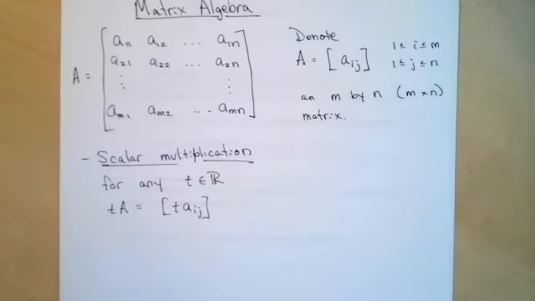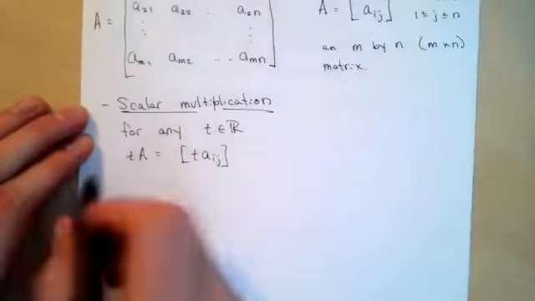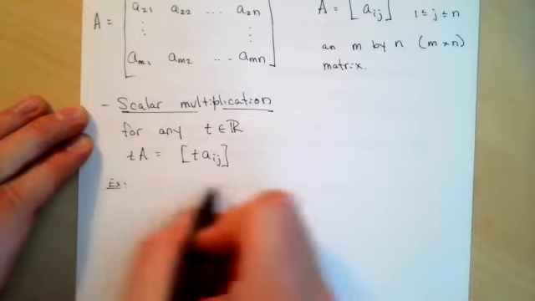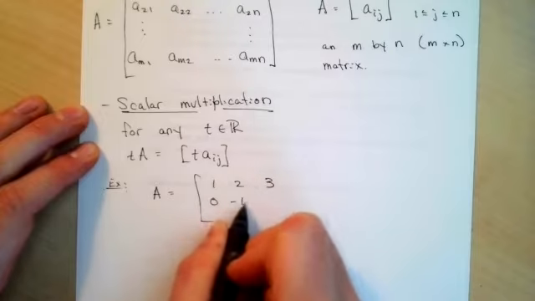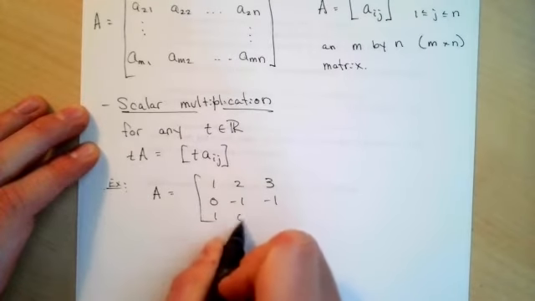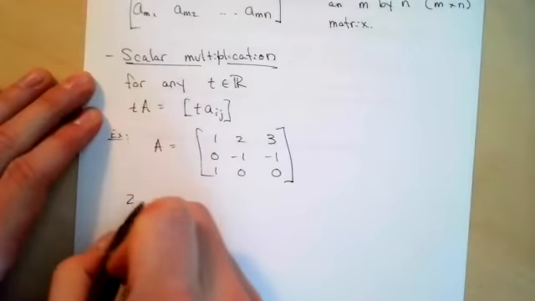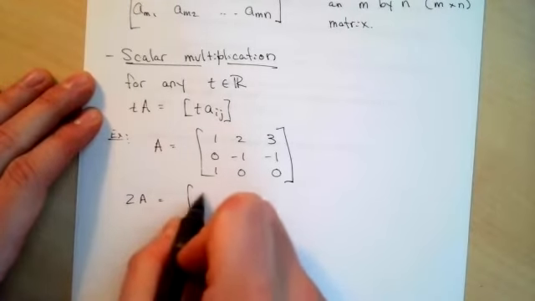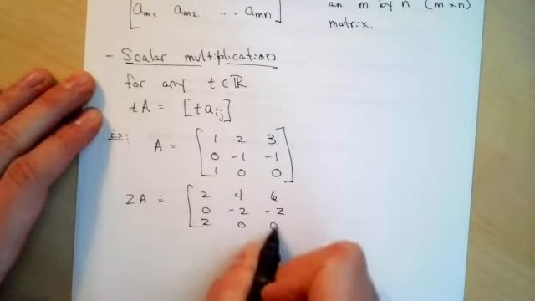All right. So matrix algebra, scalar multiplication: we just multiply the scalar by every value. I don't want to rewrite it in terms of a big general matrix. Basic example: if A is, let's say, 1, 2, 3, 0, -1, 1, 0, 0, then we can compute 2 times A just by multiplying all the values. So 2, 4, 6, 0, -2, 2, and then 0, 0.